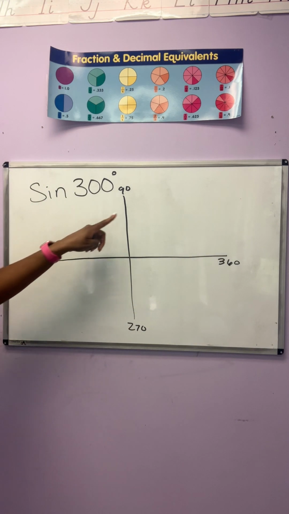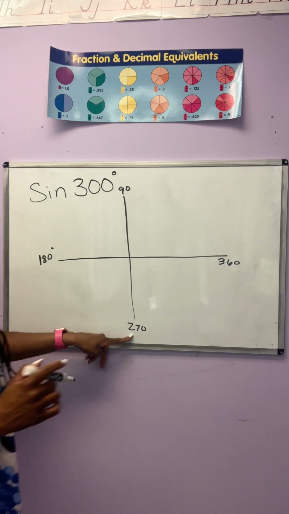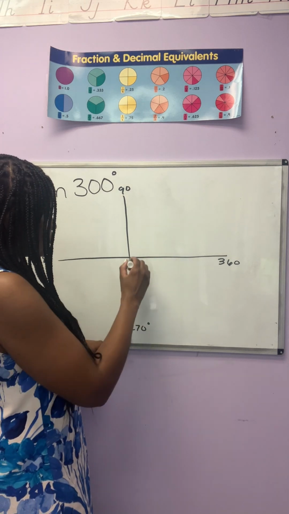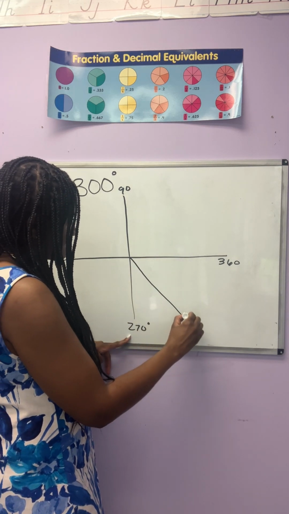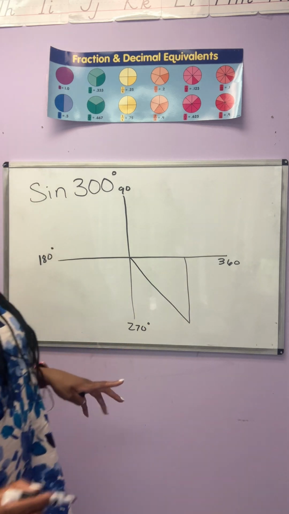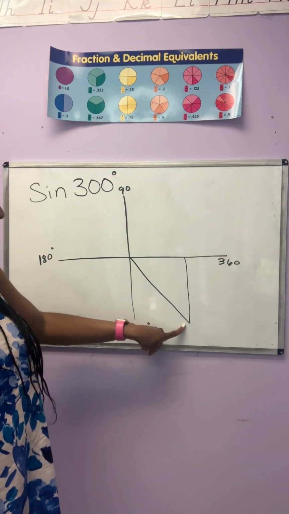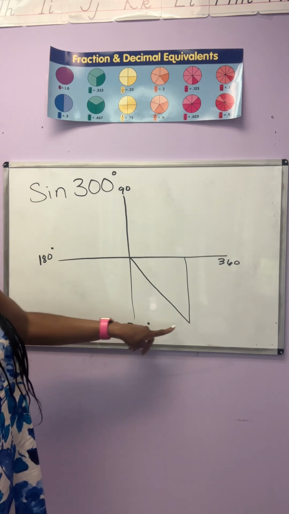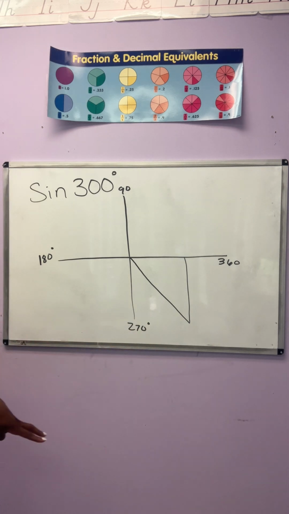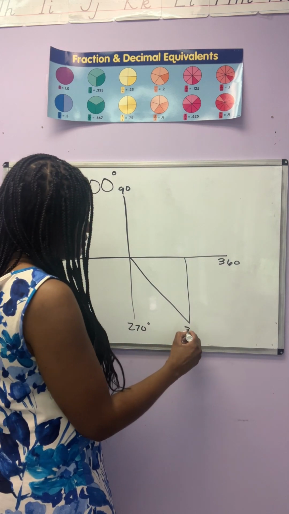Now if we're trying to get to 300, we're at 270 degrees right here. To get to 300, we just need to add 30 more. The difference between 270 and 300 is 30 more. I did a little mental math from that. So this is our 300 degree mark.